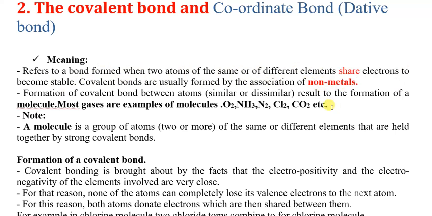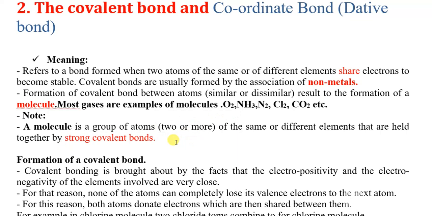Very important. Now, imagine you don't know what a non-metal is. You don't know examples of non-metals. How will you tell that this one is a covalent bond? Formation of a covalent bond between atoms results in the formation of a molecule. In Form 1, you must have defined what a molecule is. But if you have forgotten, a molecule is a group of atoms of the same or different elements that are held together by strong covalent bonds. That is a simple definition of a molecule.